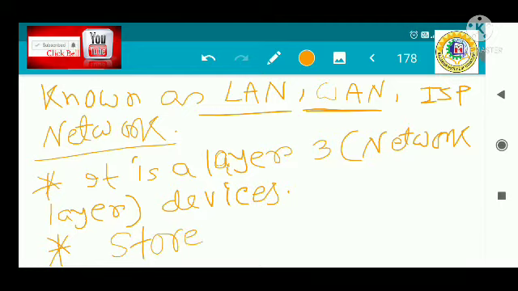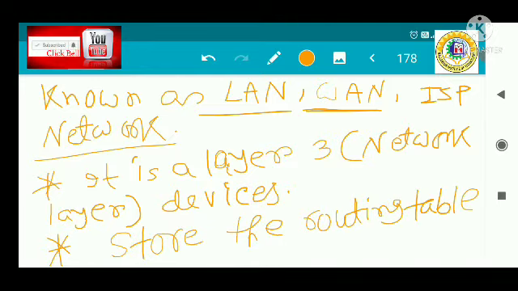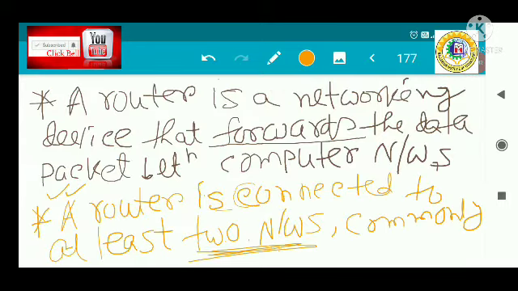In the case of the switch, it stores the MAC address table. Here it stores the routing table. It consults with the routing table and it can take the decision whenever it wants to forward the data packets to a particular destination. So that is all about the important characteristics of the router.